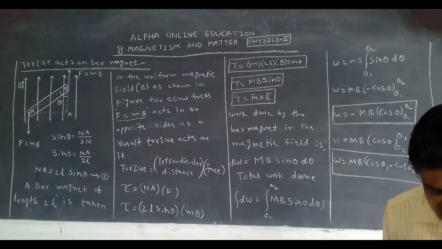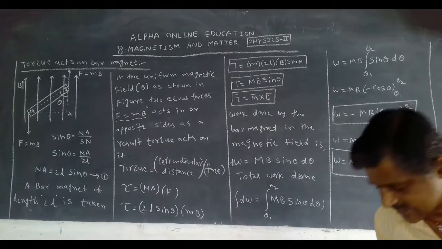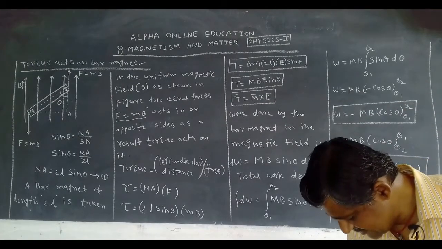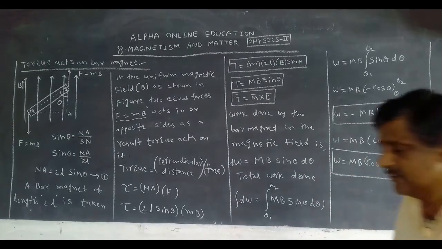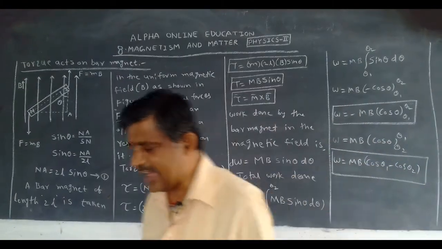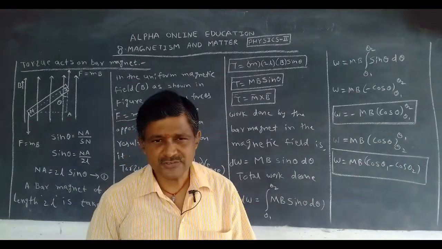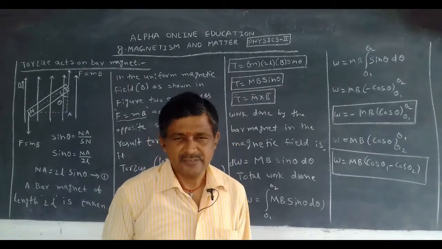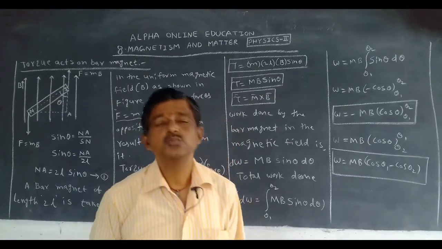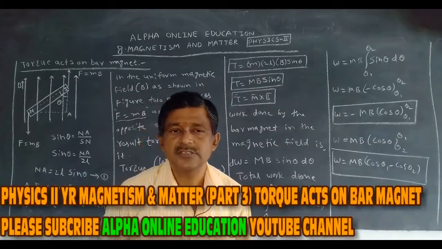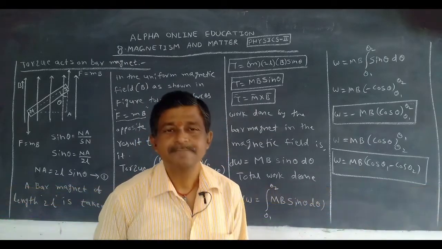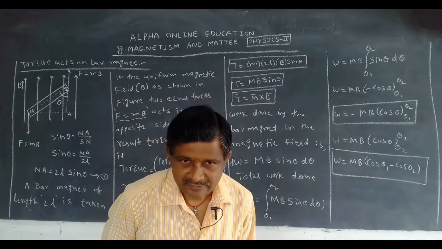Okay, this is about the Bohr magnet suspended in the uniform magnetic field. When a Bohr magnet is suspended in the uniform magnetic field, torque as well as work is done by it. And not only that, we want to discuss now the time period of the Bohr magnet in the magnetic field. Okay.